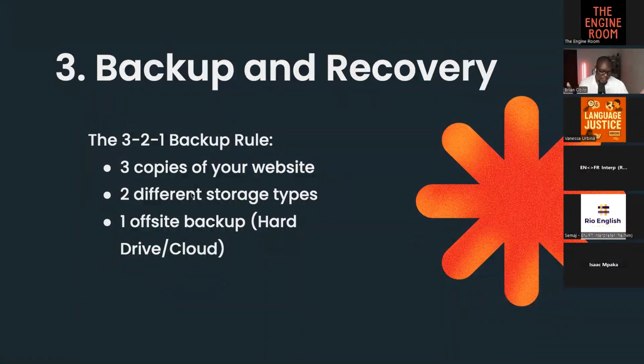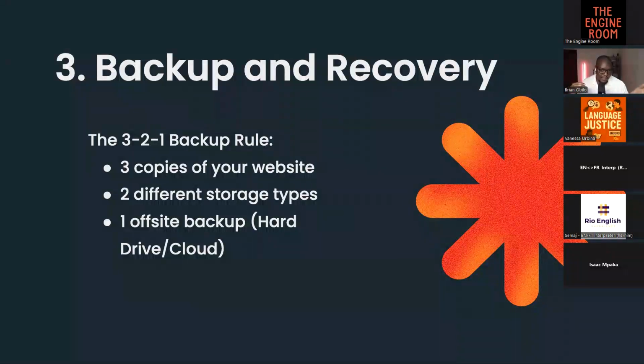So have 3 copies of your website, and the first copy by default is always going to be the live website that everyone has access to. And just make sure that for the backups, you have them in 2 different storage types. One of the ways in which you can back up your WordPress website, as an example, is you could have a plugin that is connected to Google Drive, and it takes snapshots of your website every week or every month. So you could have that cloud version, and you could also download your website from your host and have a local version as well.